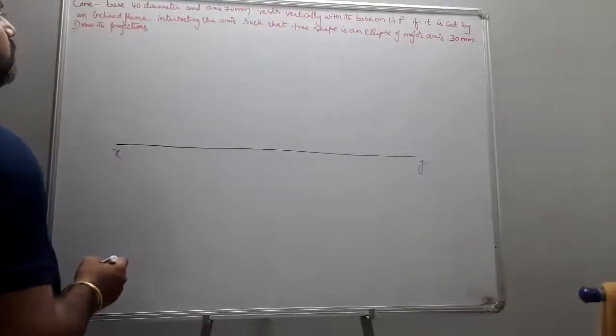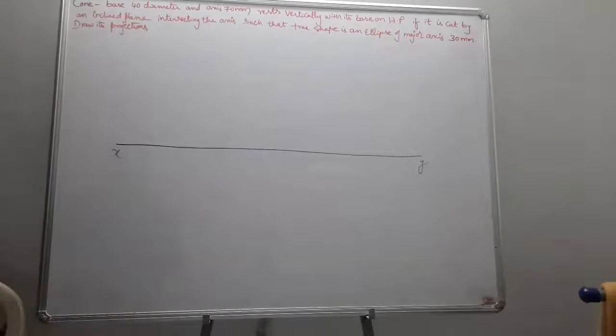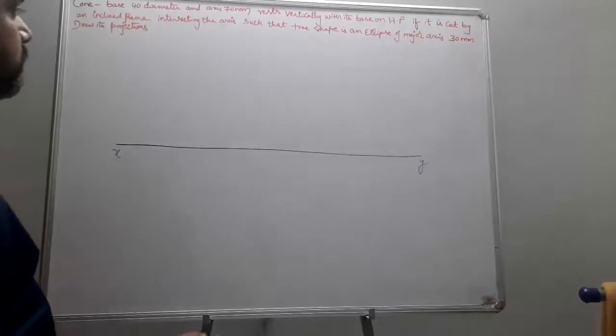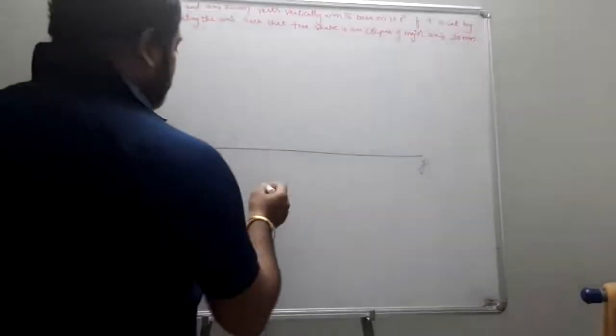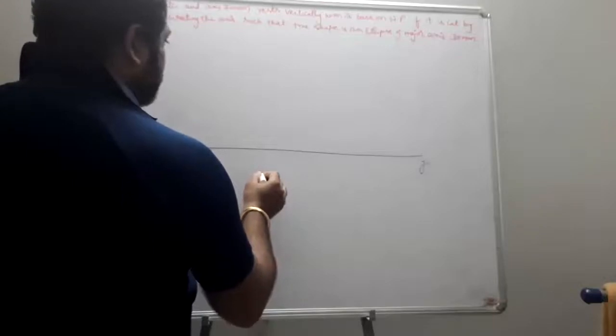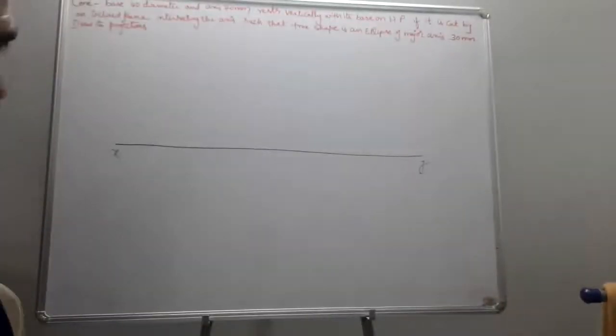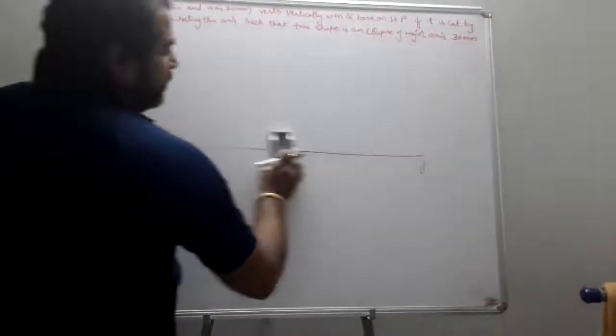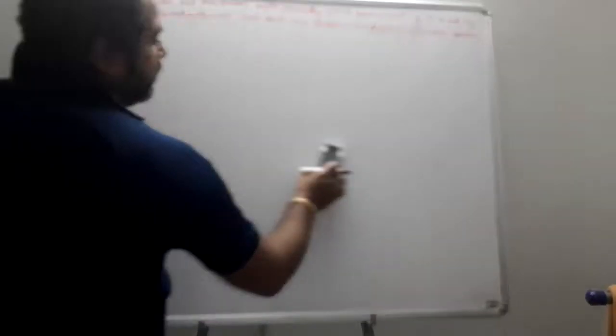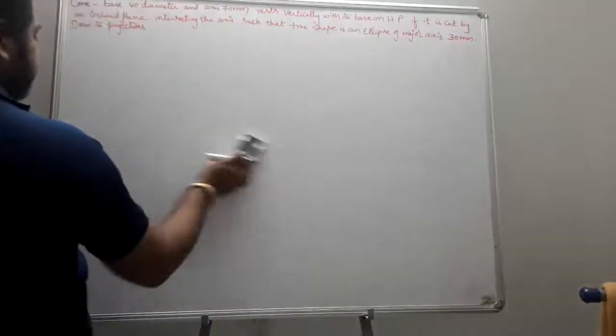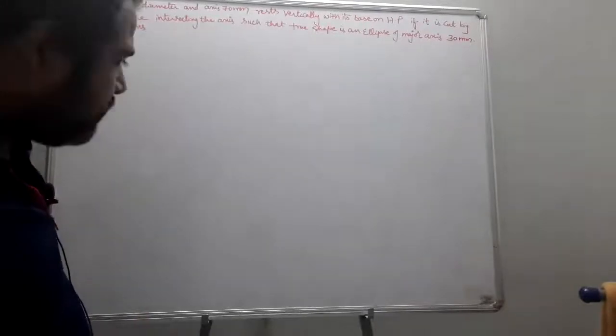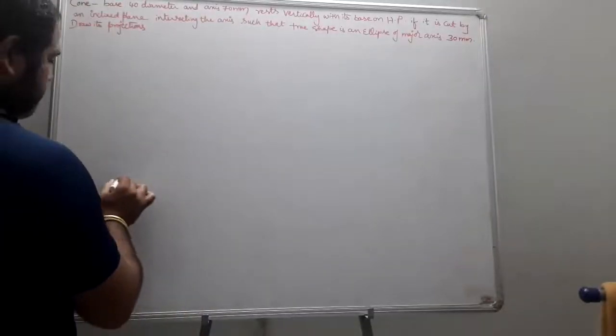XY. So you already know that the base is going to be where the base is resting. The base is resting on HP, so the top view gives the true shape of a circle. So let us do one thing. We just obtain our true shape on the top of the figure. Let us see. You just take my XY downwards.